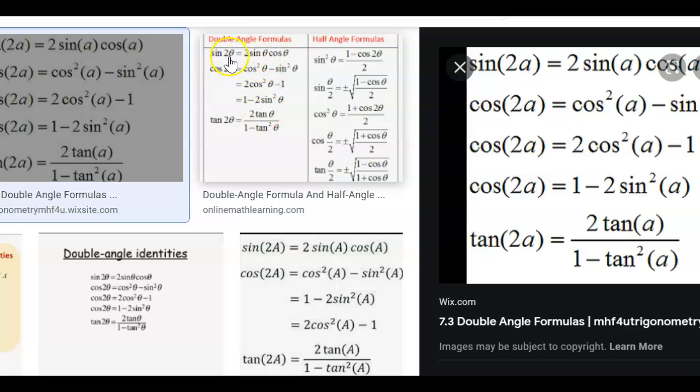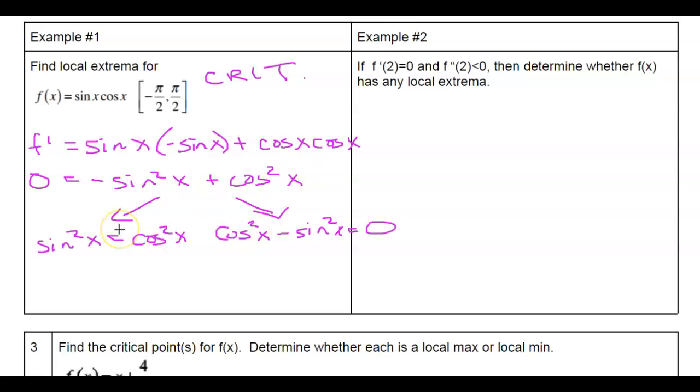Actually, the sine one shows up a lot in derivative multiple choice simplifying, so that's a good one to know. If you saw 2 sine cosine, you can write sine of 2x. So I see cosine squared minus sine squared, so I'm going to write cosine of 2x. Okay, and we're going to go through this solving since I haven't shown you this before.